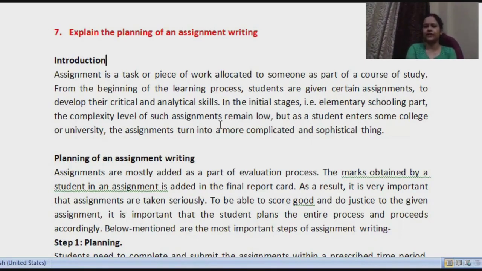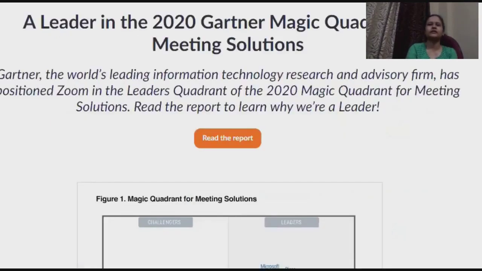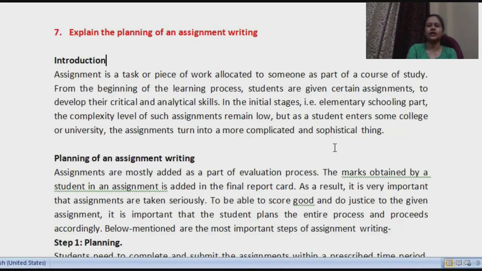The level of such assignment will remain low in school, but when a student enters some college or university, the assignments turn into more complicated and sophisticated things where you need to give your own opinions, judgment, decision, and all that stuff.